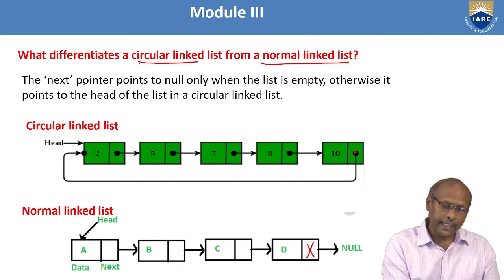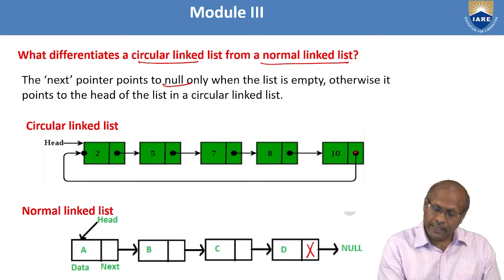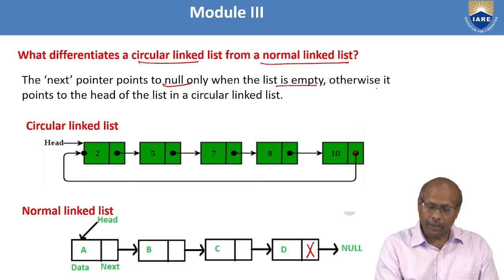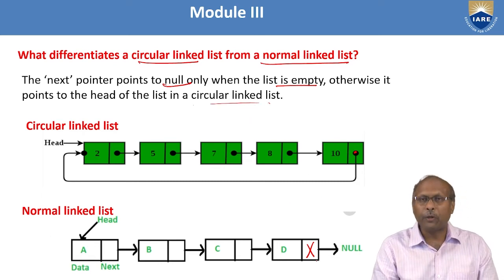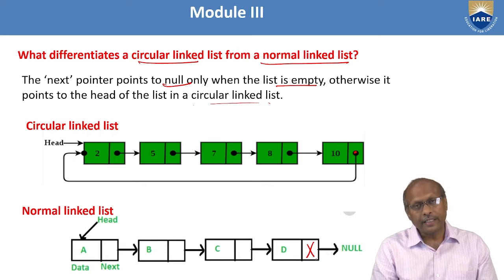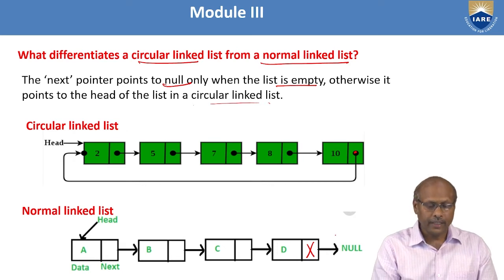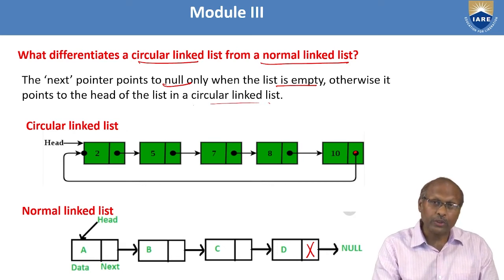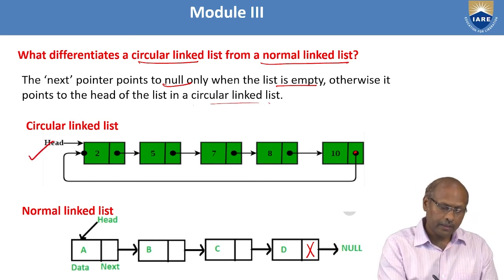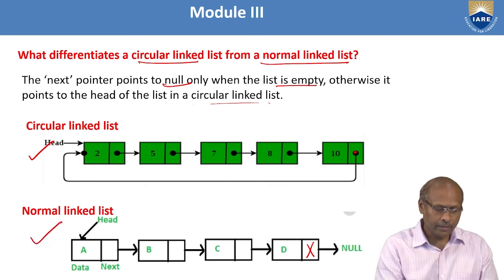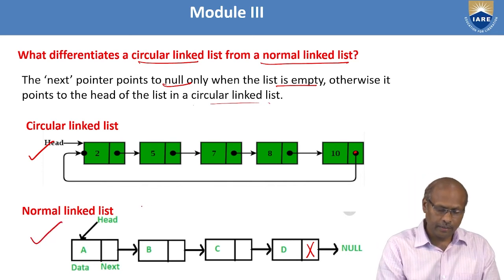Then you should say the next pointer points to null when the list is empty. Otherwise, it points to the head of the circular linked list. If it is a normal linked list, the last node's link points to null. In the case of a circular linked list, the last node's link points to the first node. That is the difference. So this is the circular linked list, whereas this is the normal linear linked list. This is also called a linear linked list.